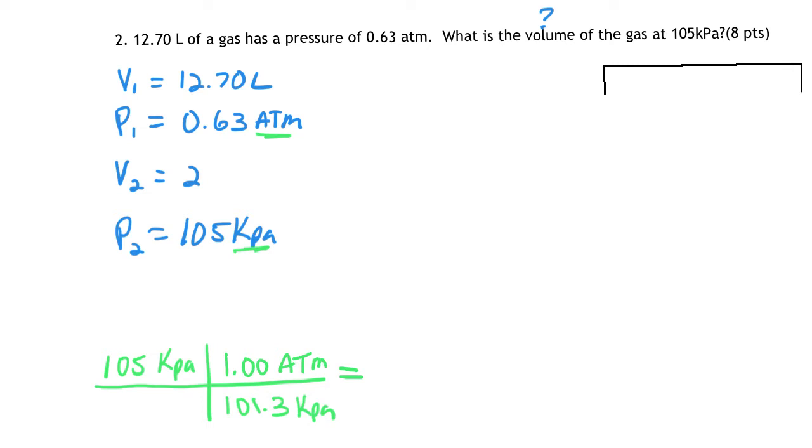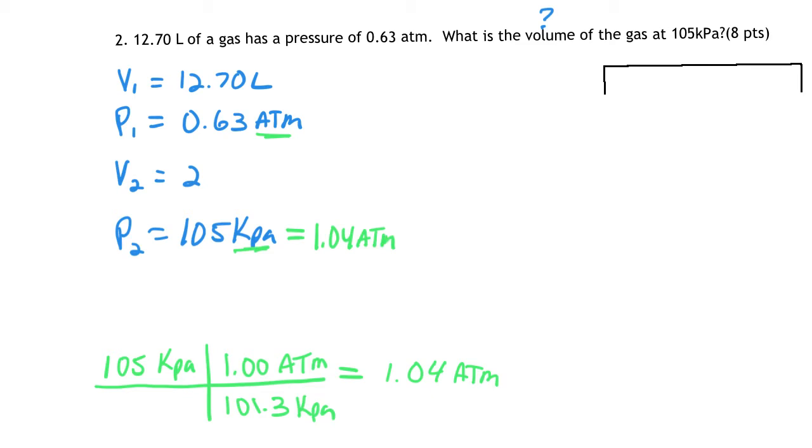Put this in the calculator. I'm going to use my fraction button, and in the top of my fraction, I've got 105 times 1.00, and in the bottom, I've got 101.3. Press enter. Now, I want three significant figures, so that is going to be equal to 1.04 atmospheres. Now my units are matching up, so I can go ahead and do the problem.